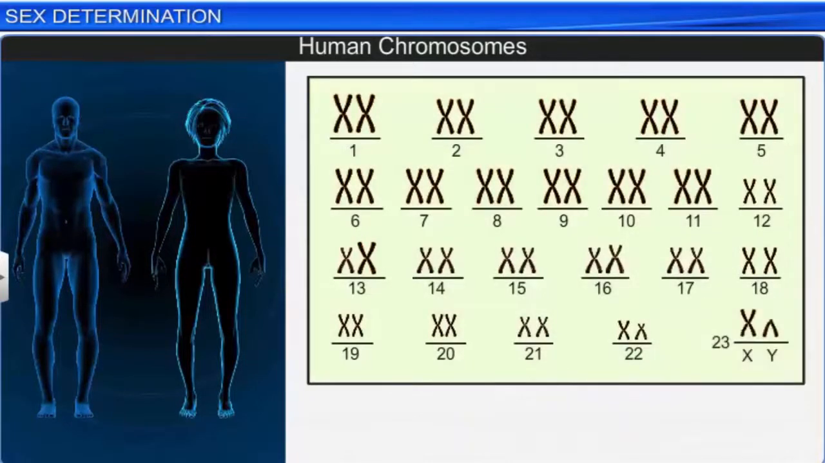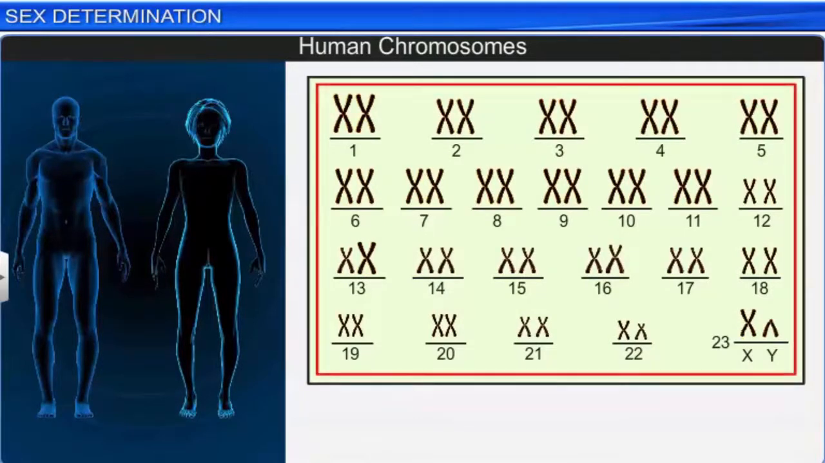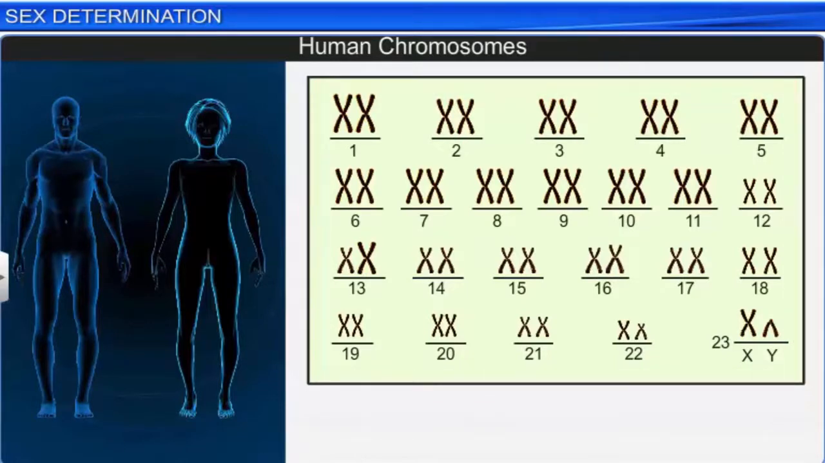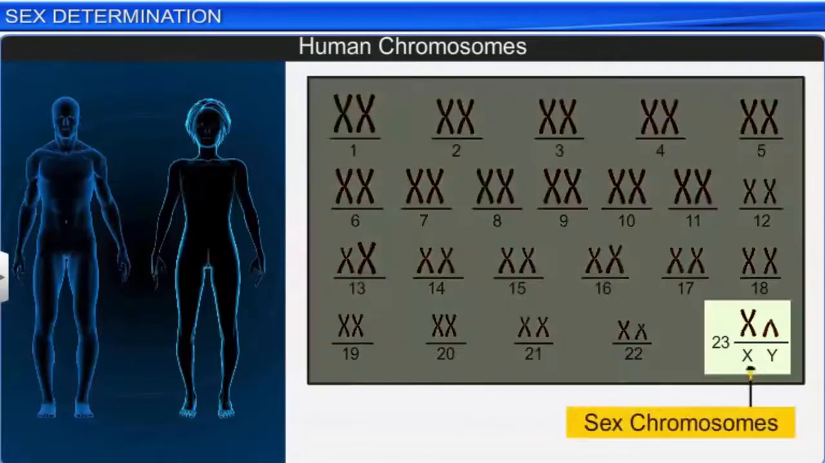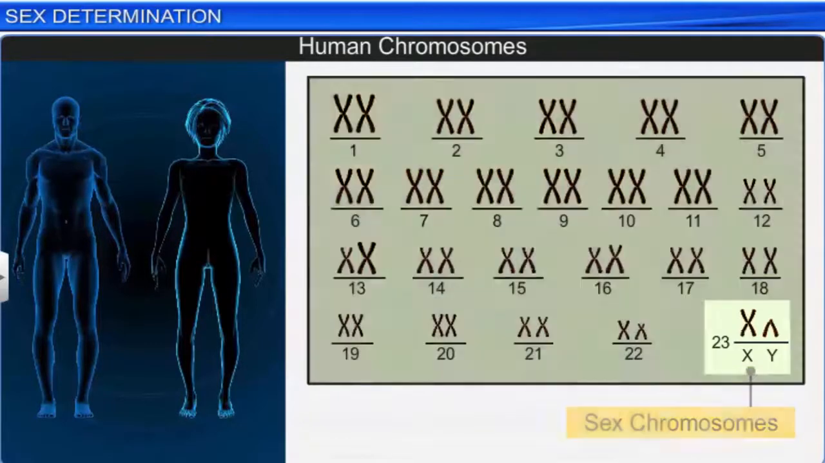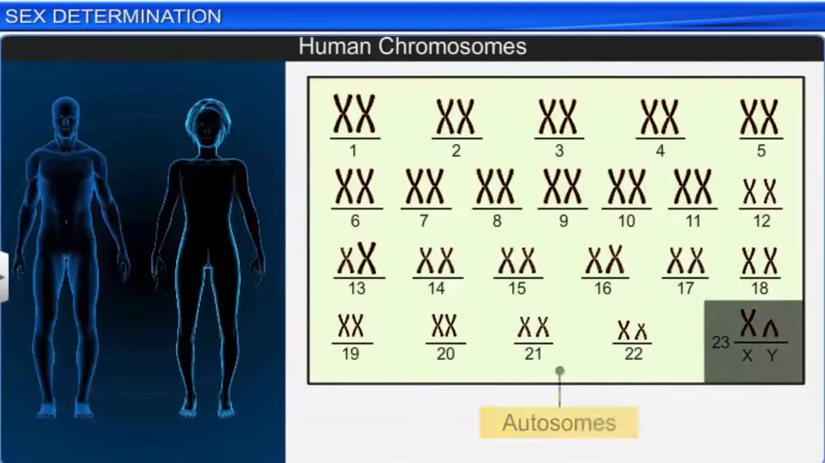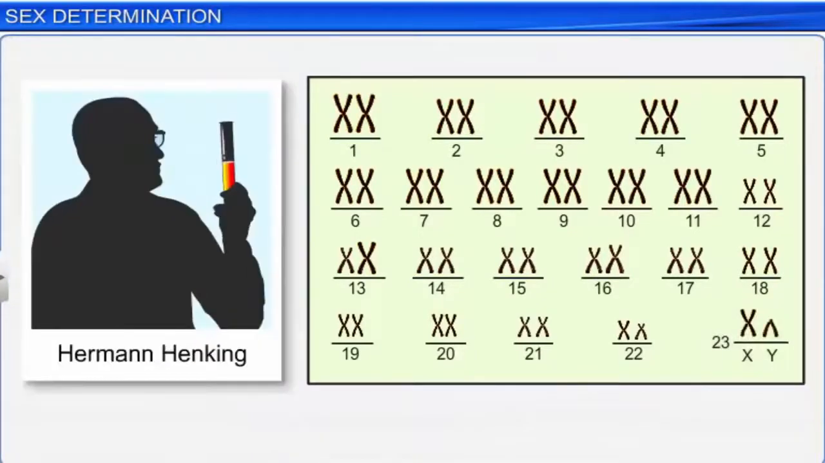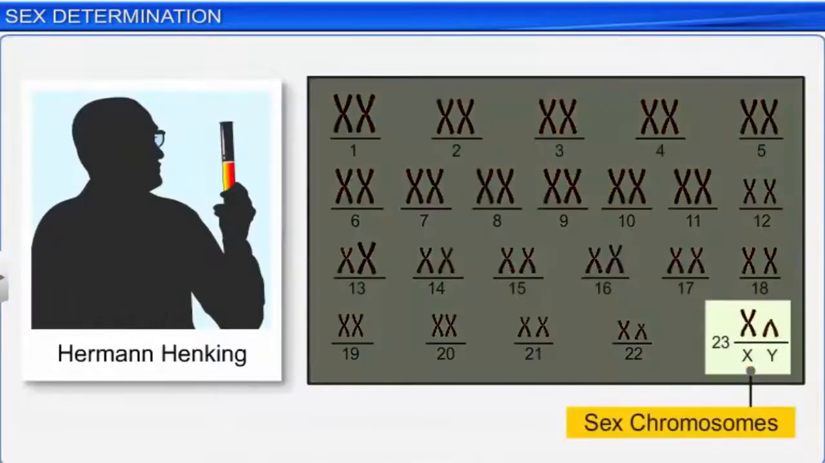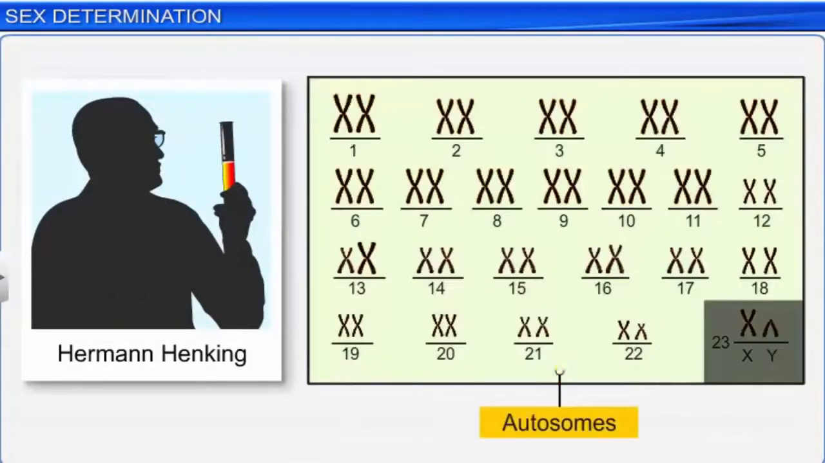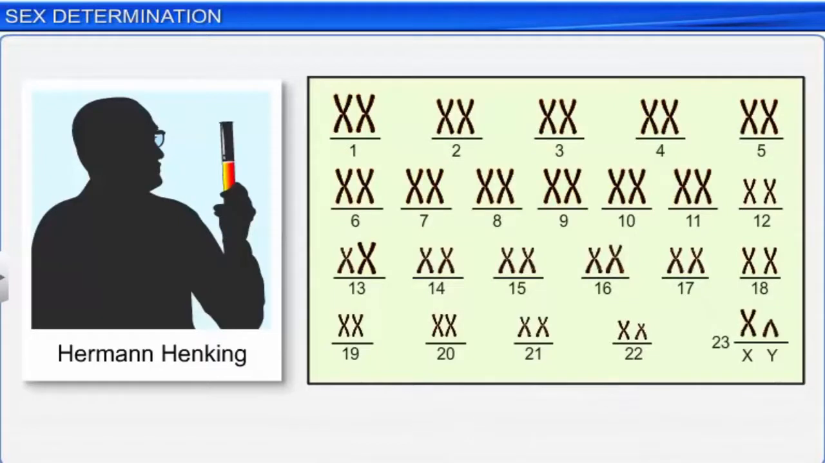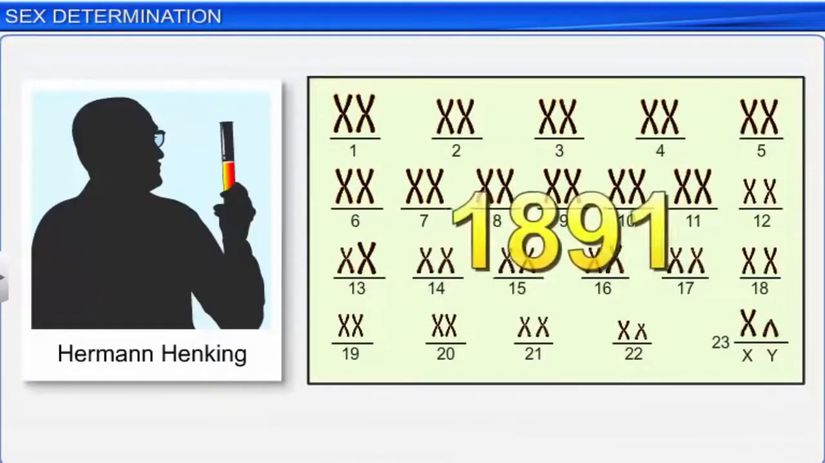For example, human beings have 23 pairs of chromosomes. Of these, just one pair is the sex chromosome, while the remaining 22 pairs are autosomes. The very first indication that sex chromosomes were different from autosomes came from the experiments conducted by German biologist Hermann Henking in 1891.